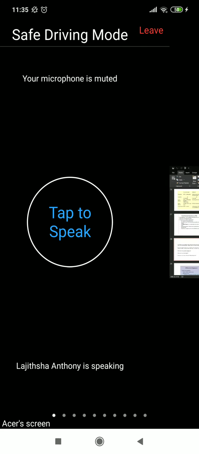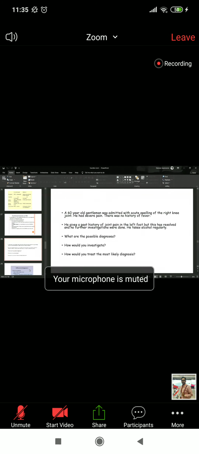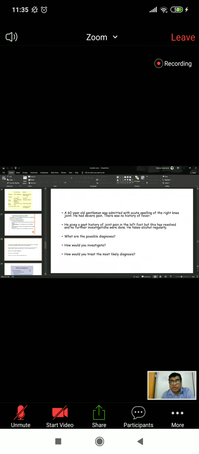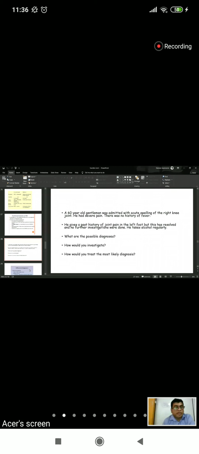Acute gout. Septic arthritis. Yes, acute gout. The other diagnosis that also came up is septic arthritis. Yes. Then the next question is, how would you investigate? How would you treat the most likely diagnosis?